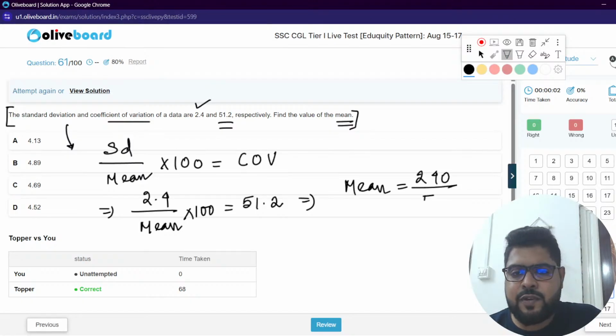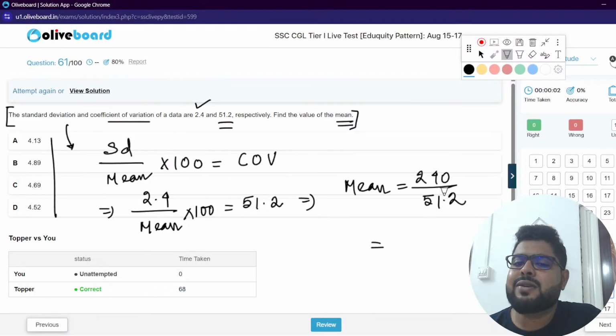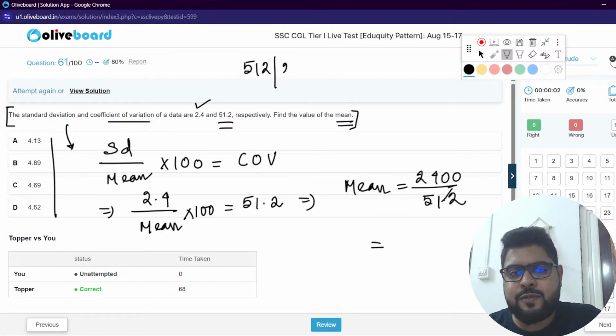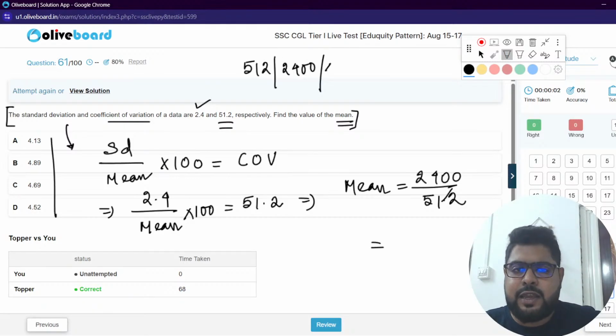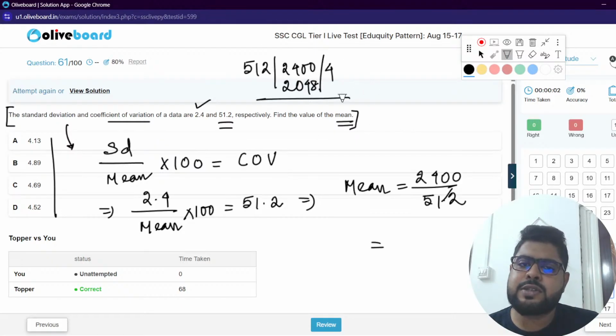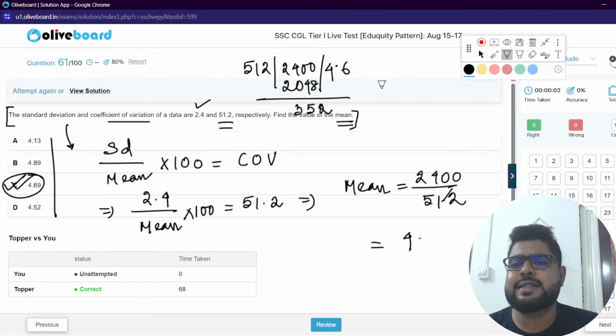240 by 51.2, 4 point something. Okay, do the calculation. 2400 by 512. 4 times 512 is 2048, leaving 352. Then 352 again. So it comes to 4.656, sir, roughly 4.69, because with 0.6 there is only one option.